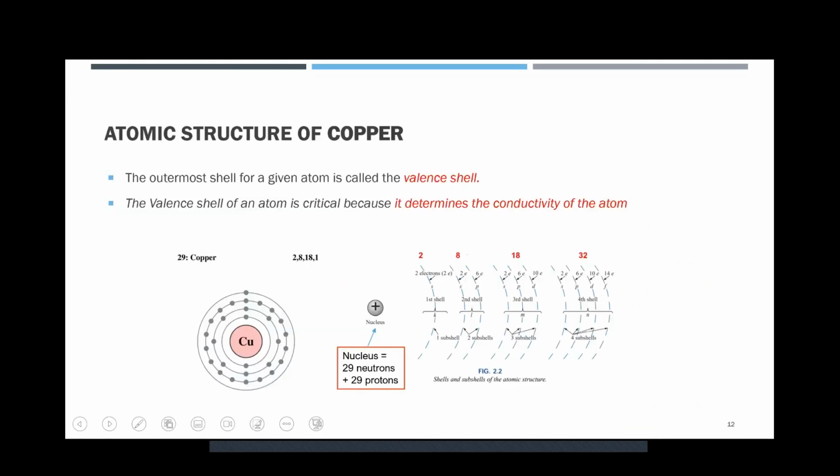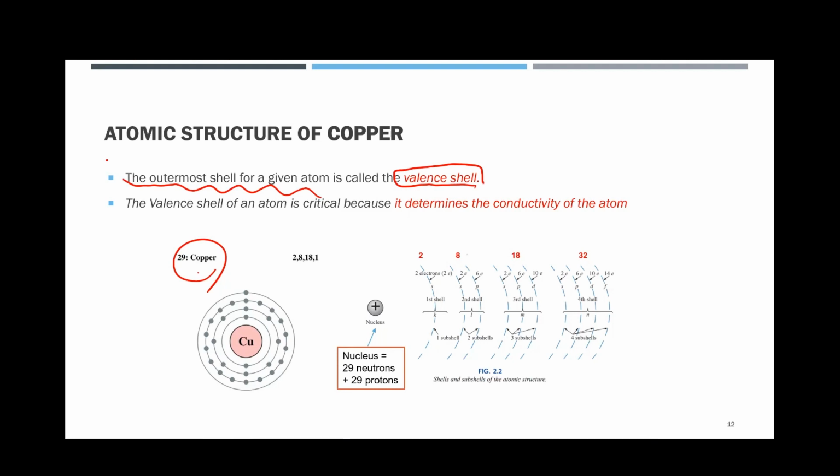So we're going to go further to understand atoms more deeply, using a sample example, copper. Copper's number in the periodic table is 29. The first thing we need to know about is the valence shell. What is the valence shell? The valence shell is the outermost shell of any given atom. The valence shell of the atom is very important because it determines the conductivity of the atom, such as positive and negative.